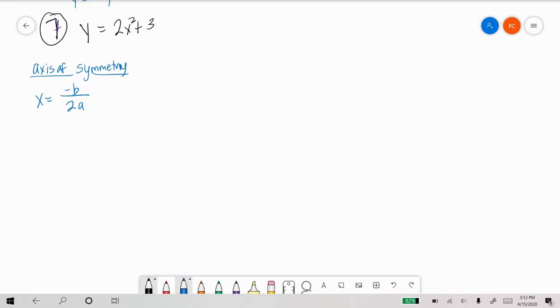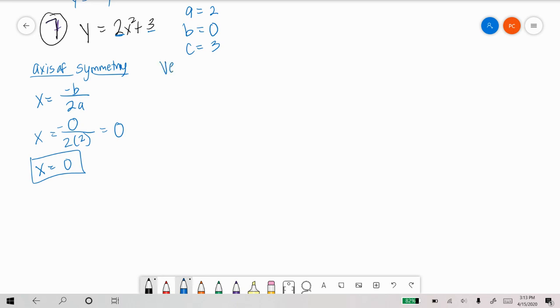Okay, so let's identify our a, b, and our c. The a is the coefficient of x squared, which is 2. The b is the coefficient of x. Since there is no coefficient of x, the b value is just 0. And then the c is that constant, which is 3. Now, since there's no b value, we're going to be doing 0 divided by something. Well, 0 divided by anything would just be 0. So the axis of symmetry is at x equals 0. Okay, right there on the y-axis.